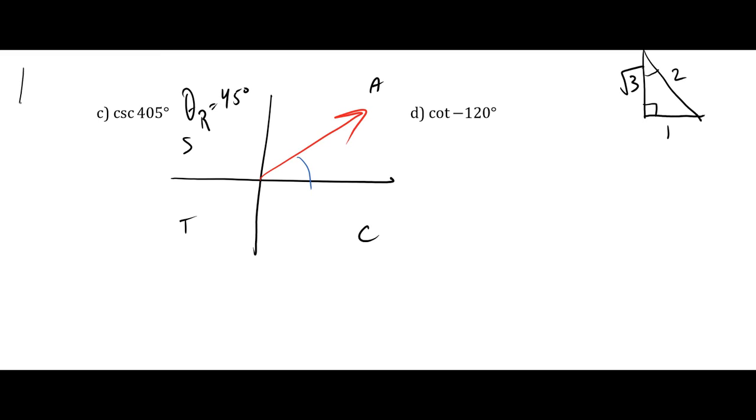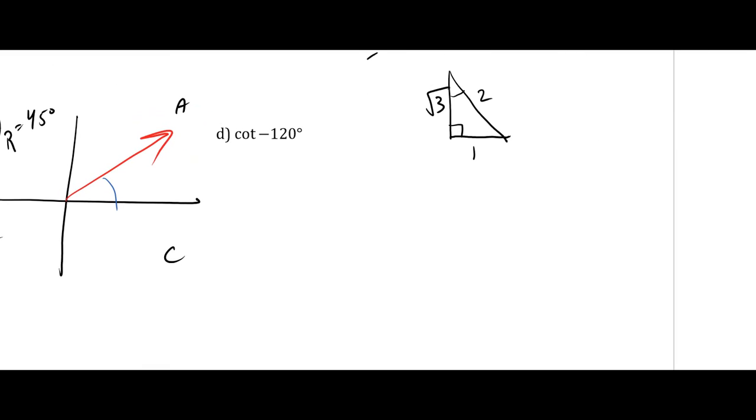And the sine is 1, 1, and root 2. Both of these are 45 degrees, but opposite over adjacent is 1 over root 2. So the reciprocal of that, 1 over root 2, is root 2. So done. Positive root 2 is the cosecant of 405.